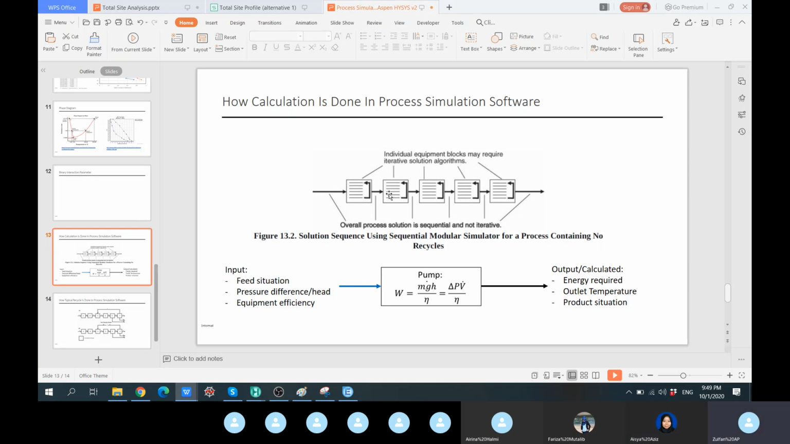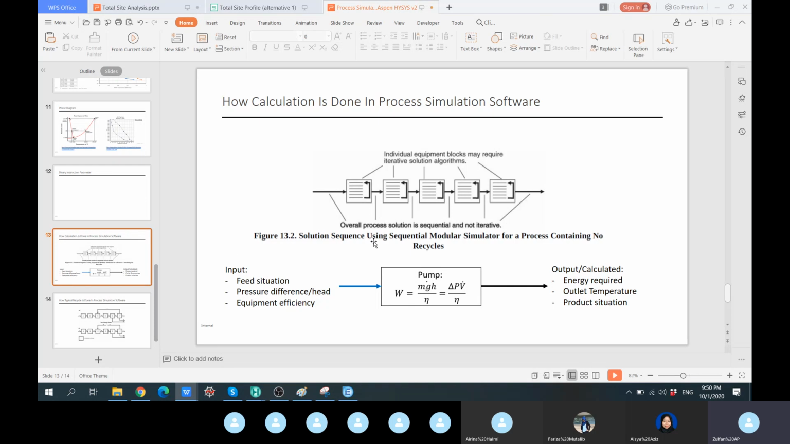Okay, because it's on a module basis, and then it is sequential. So we don't specify the streams here by any means. These streams are being calculated. We have the input over here, the input to the equipment, and then the output of the equipment is being calculated. So this is the basis for this sequential algorithm, sequential modular calculations.